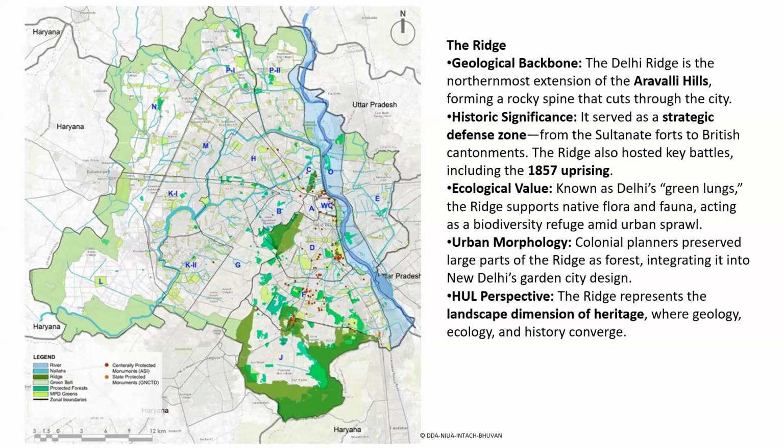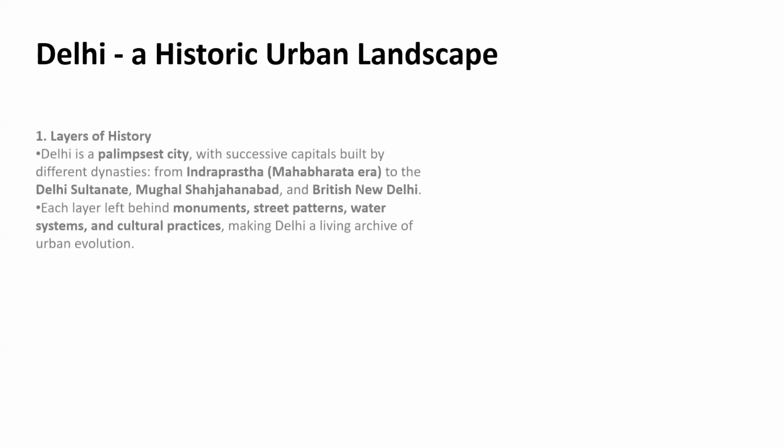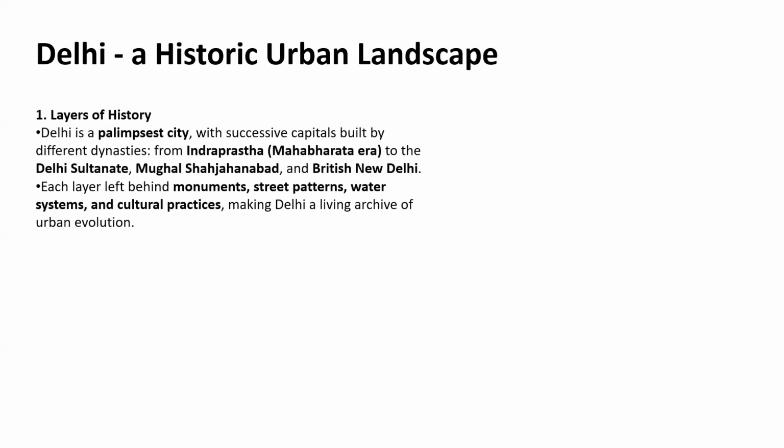Colonial planners preserved large parts of the ridge as forest, integrating it into New Delhi's garden city design. The ridge represents the landscape dimension of heritage, where geology, ecology, and history converge. Delhi is a historic landscape, with successive capitals built by different dynasties, from the Indraprastha era, Mahabharata, to the Delhi Sultanate, Mughal Shahjahanabad, and the British capital New Delhi. Each layer left behind monuments, street patterns, water systems, and cultural practices.